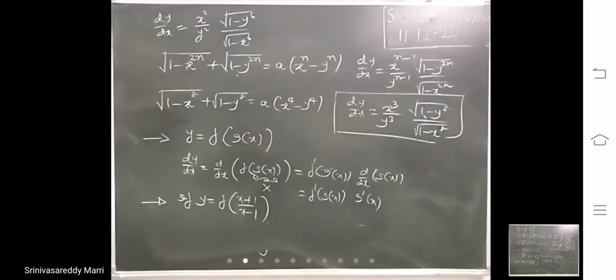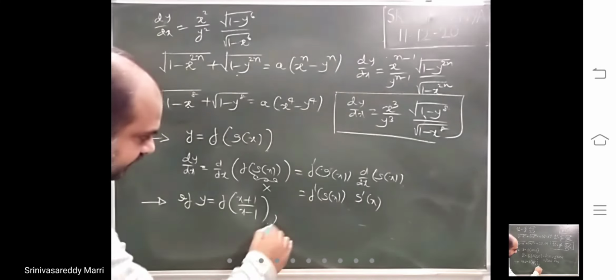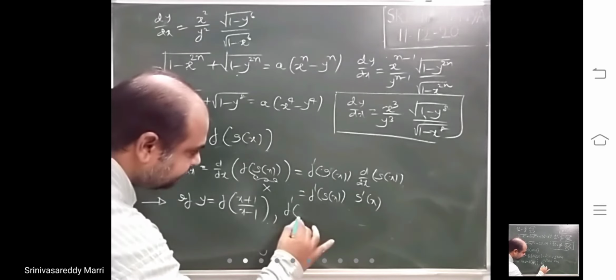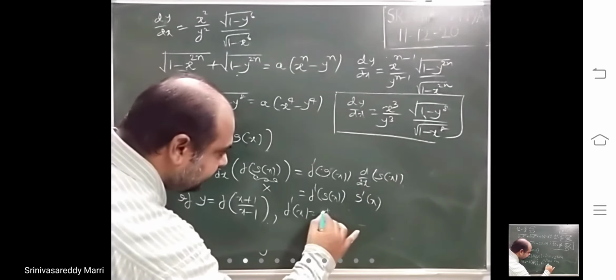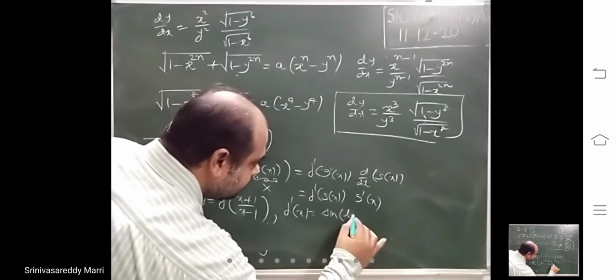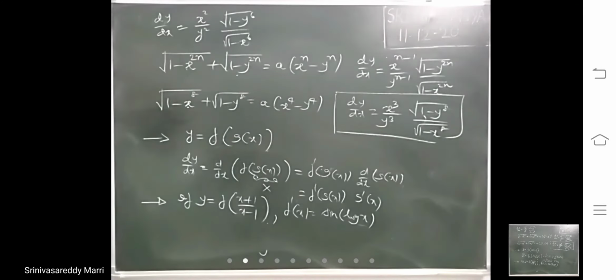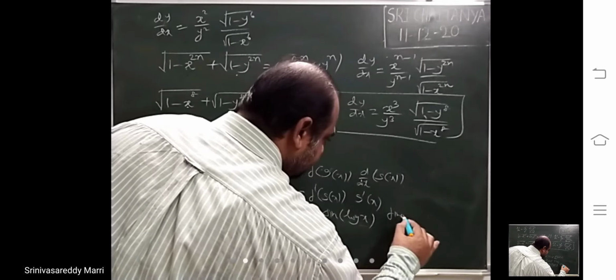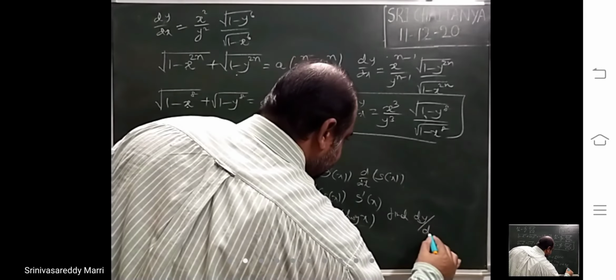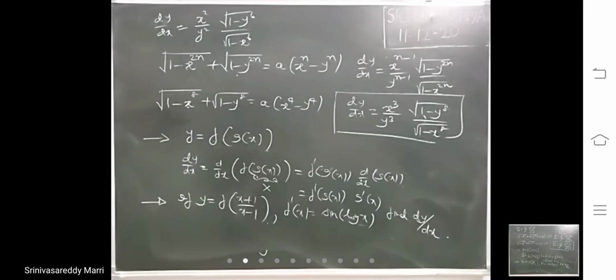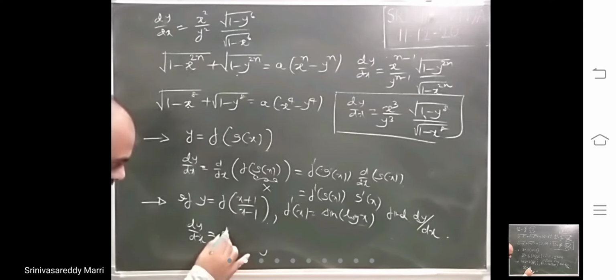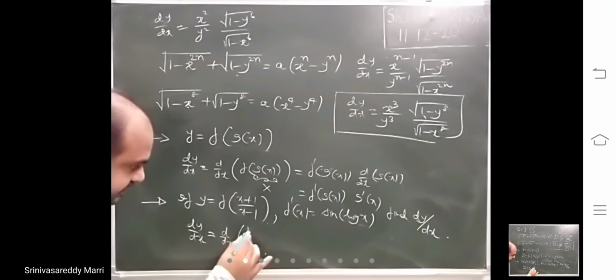If y equals f of (x plus 1) divided by (x minus 1), and f dash x equals sine of log x, find dy by dx. Let us take this example. Find dy by dx. First we will find dy by dx. This is nothing but d by dx of this.